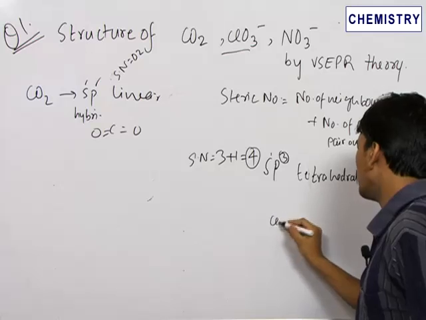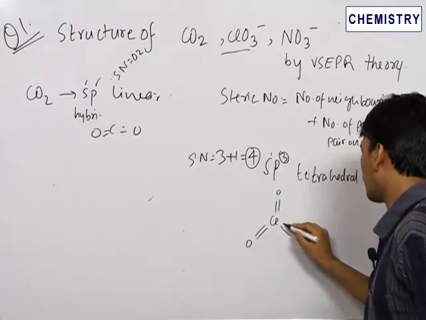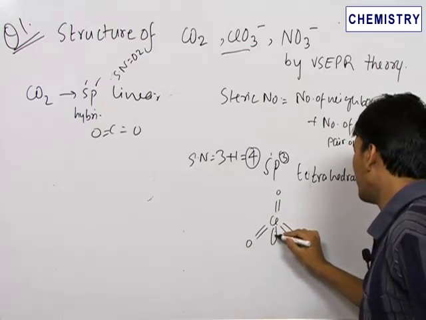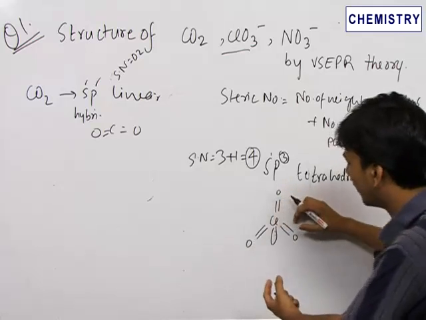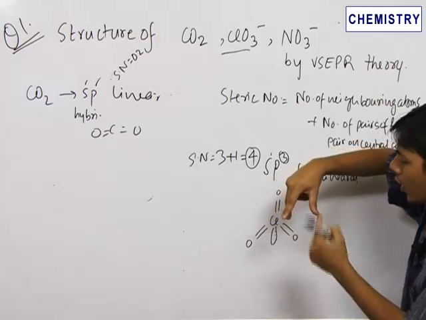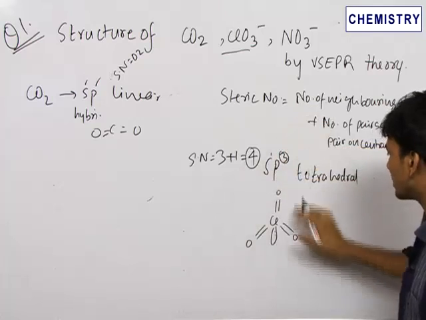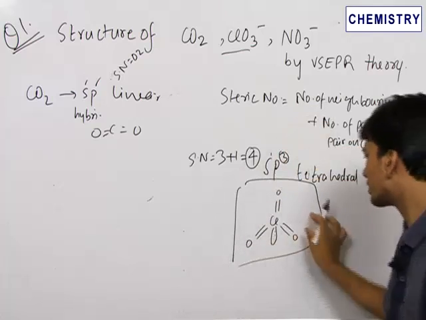That is, the molecule will be like Cl and a lone pair. This is a tetrahedral figure. In 3 dimensions it will be like 3 atoms on 3 corners. This is the central atom and there is another atom on top. So it is a structure like that. Therefore we get the structure for ClO3 minus.